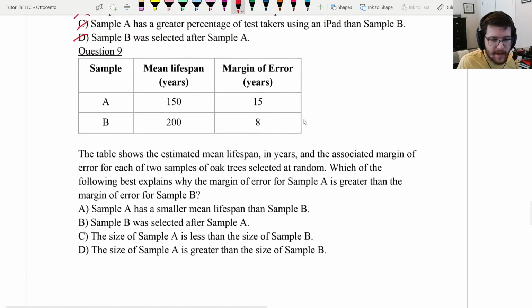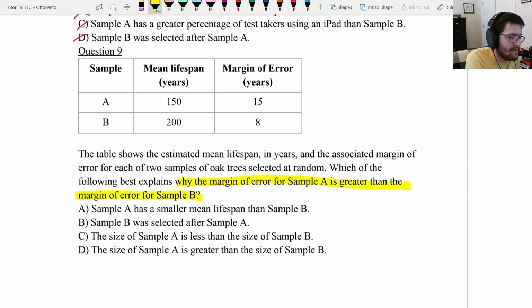Okay, question 9. Let's see. Table shows the estimated mean lifespan, and it wants us to do a very similar thing. Why is the margin of error for sample A greater than the margin of error for sample B? Okay, so let's once again look at the answer choices. I'm already seeing these first two talking about things that have nothing to do with it, and the correct answers are talking about sample size. So let's make a little table.